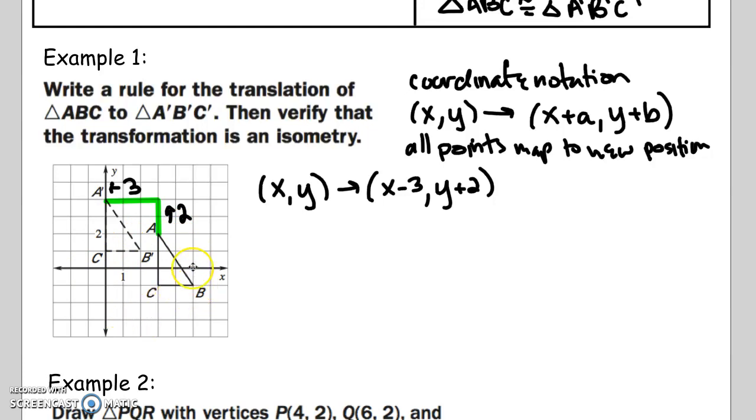So let's look at B. We went up 2, back 3. Yep, and there we are. Let's do C. Up 2, back 3, and it put us in the new position.